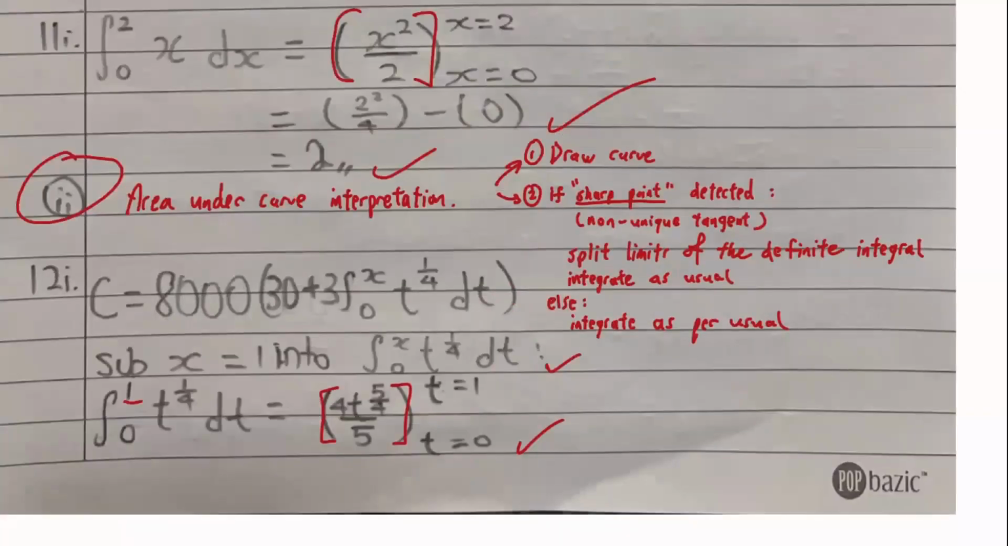Then, area under curve interpretation, 11 part 1. Okay, this part. Draw a curve, step 1. Step 2, if a sharp point is detected, a non-unique tangent, you have to split the limits. Otherwise, you have to integrate as per usual. Okay, this one is relevant to the topic I'm going to introduce today because I realized I didn't explain it in enough detail. But the definite integral is really just finding the area under a curve. So I'm going to skip this first. Sorry, you might not have enough prerequisite knowledge to do this yet.